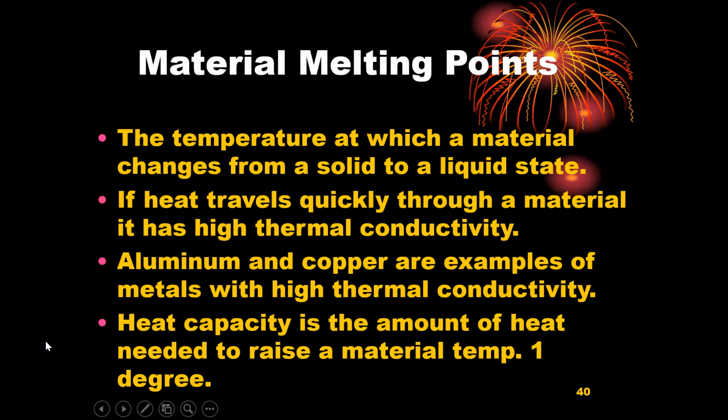Materials melting points. Figure 425 provides a sample of materials melting points. The melting point is the temperature at which a material changes from a solid to a liquid state. If heat travels quickly through a material, it is said to have high thermal conductivity. Aluminum and copper are examples of metals with high thermal conductivity. Heat capacity is the amount of heat needed to raise a material's temperature by 1 degree.